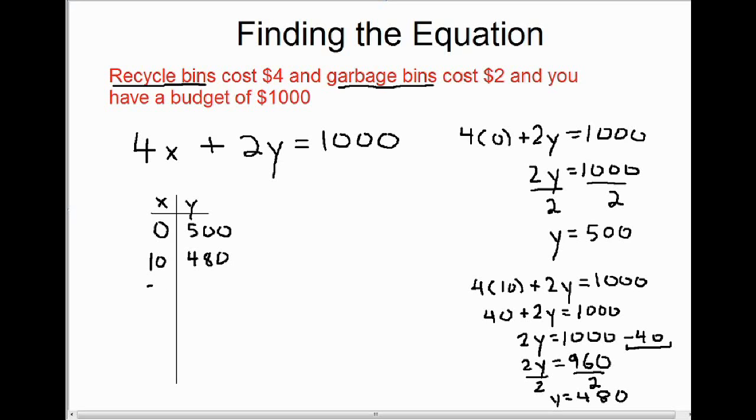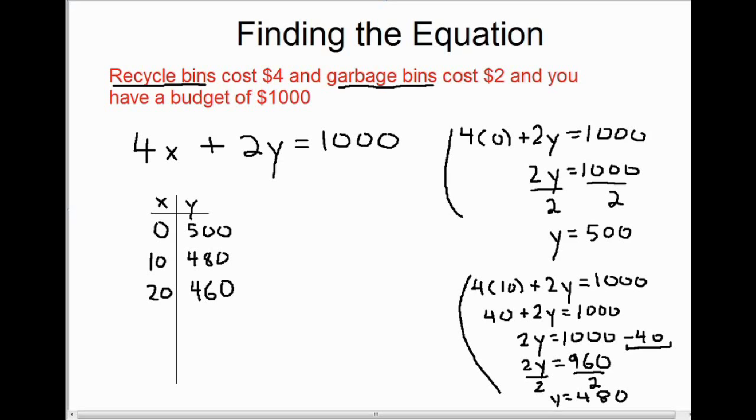Let's keep going up by the same value. This time let's try 20. What I'm going to ask you to do is pause the video and solve for 20. Do the same thing that I've done here and here: substitute the value of x to be 20 and then solve for y. Hopefully you were able to do that, and hopefully you found that y equaled 460.